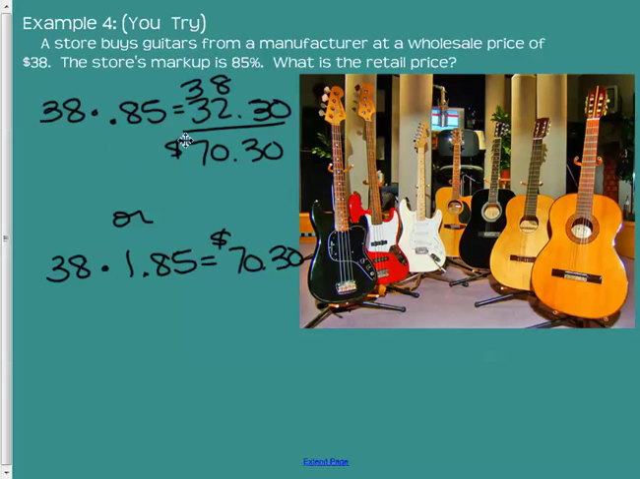Okay, so either way, you can take 38 times 85 hundredths and get 32.30. Add your $38 original price and get $70.30. Or you can think, okay, 85% plus my original price, the wholesale price, which is 100% of 38, add those together and you get 1.85 or 185%. So when you multiply it by 185%, again, you get $70.30.